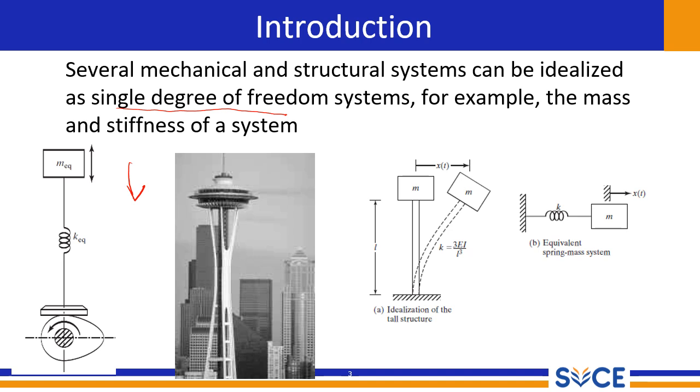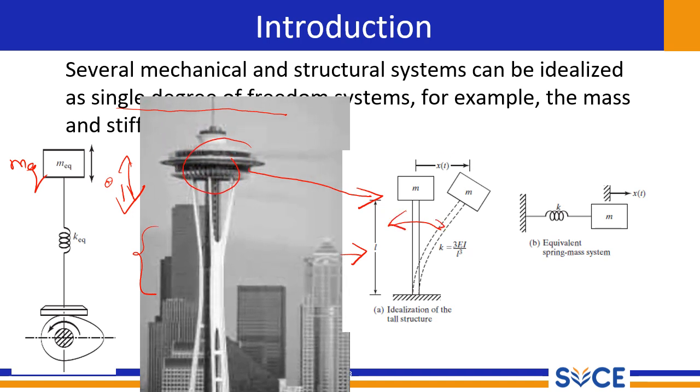We have an equivalent mass, which represents the total mass of the system concentrated at a single point. This mass is acted upon by forces causing it to move. Now, let's make this more tangible. Here we see the iconic Space Needle. While it is a complex structure, for certain types of analysis we can model it as a single degree of freedom system. We can imagine the entire mass of the tower concentrated at its top and then consider how it sways back and forth in one direction.